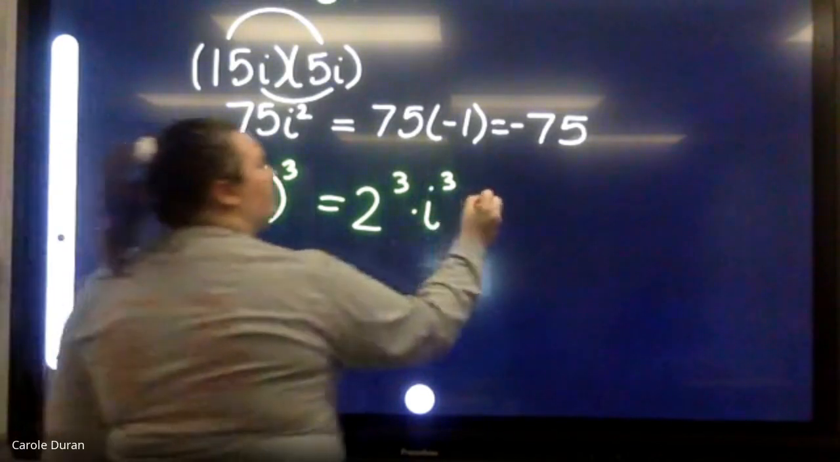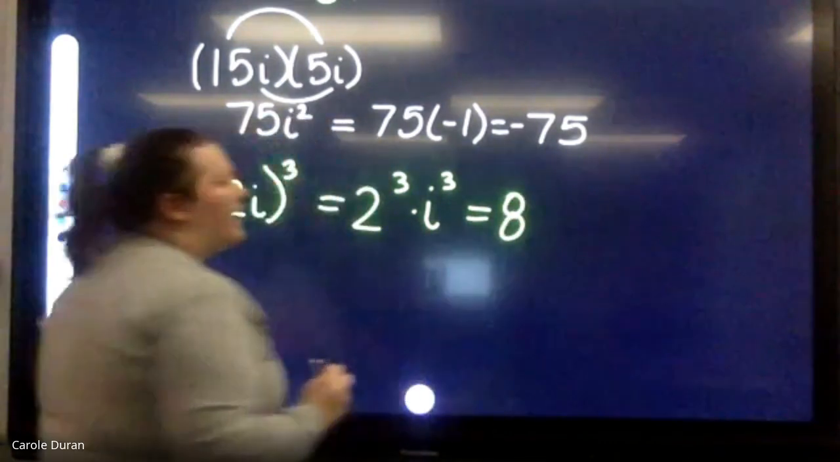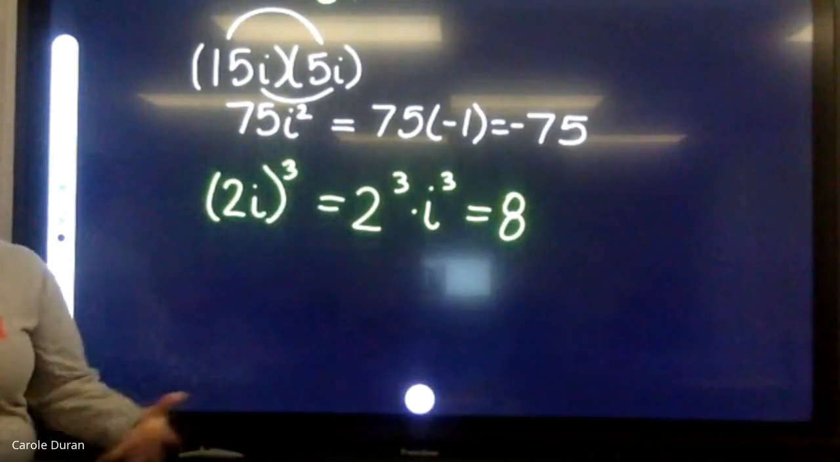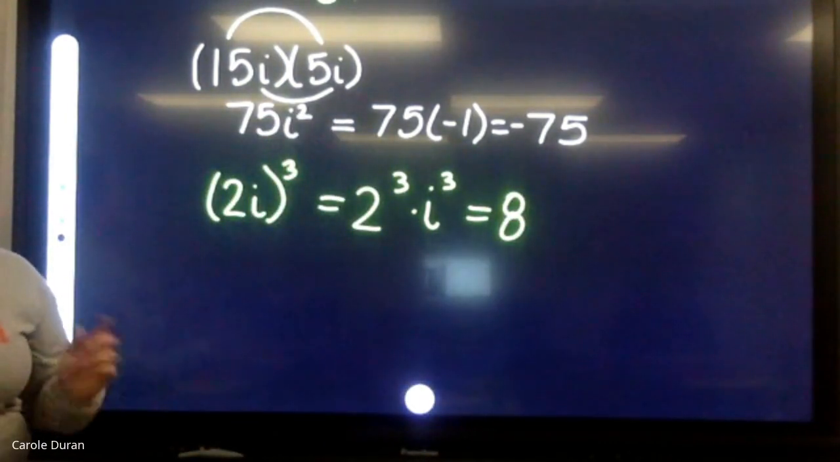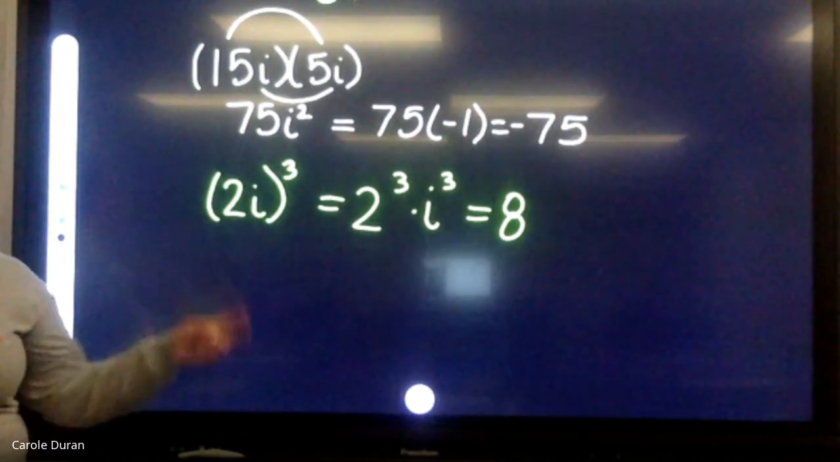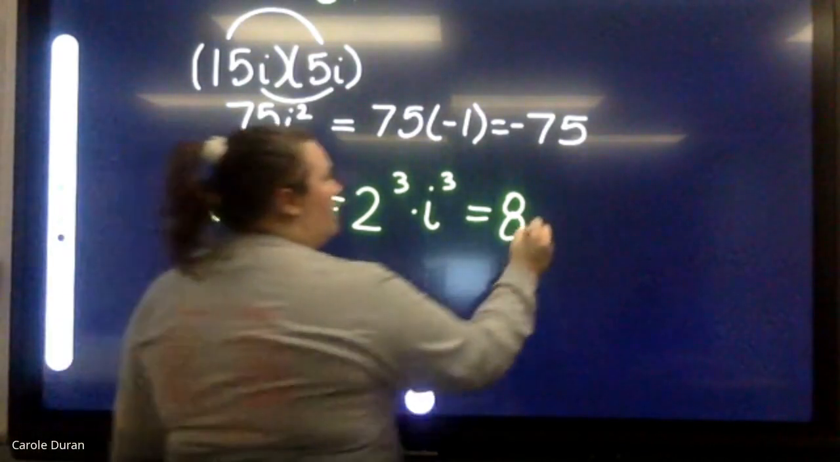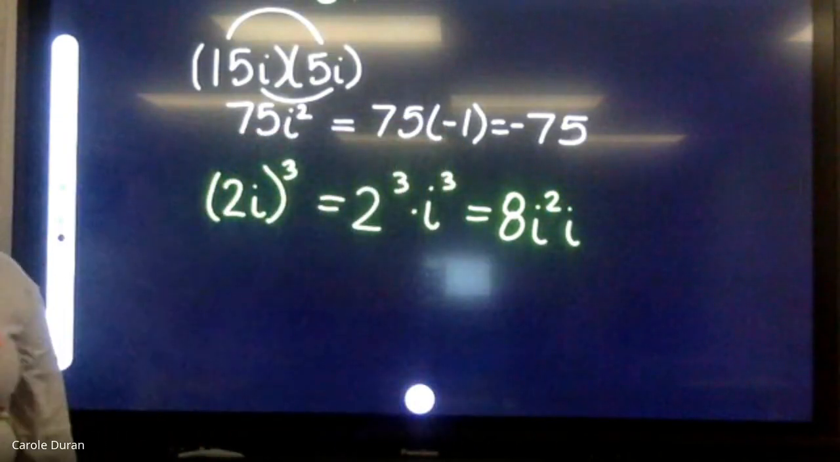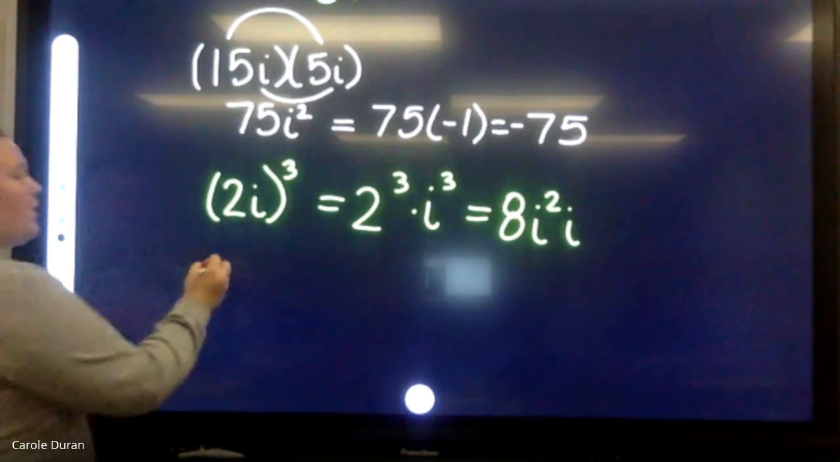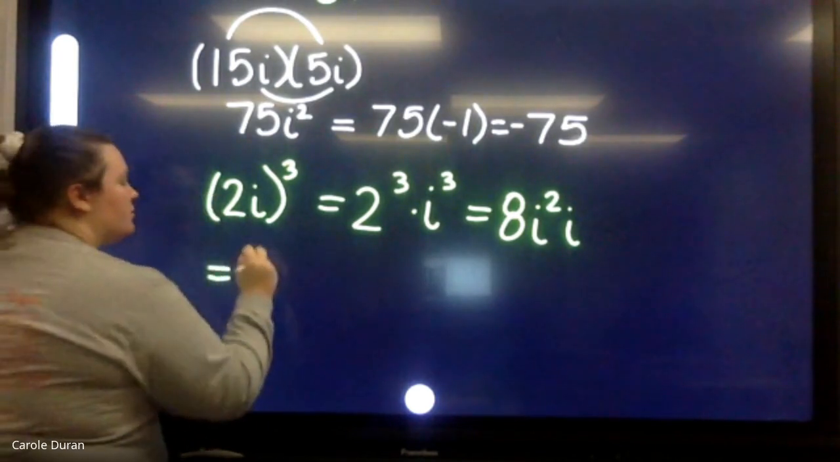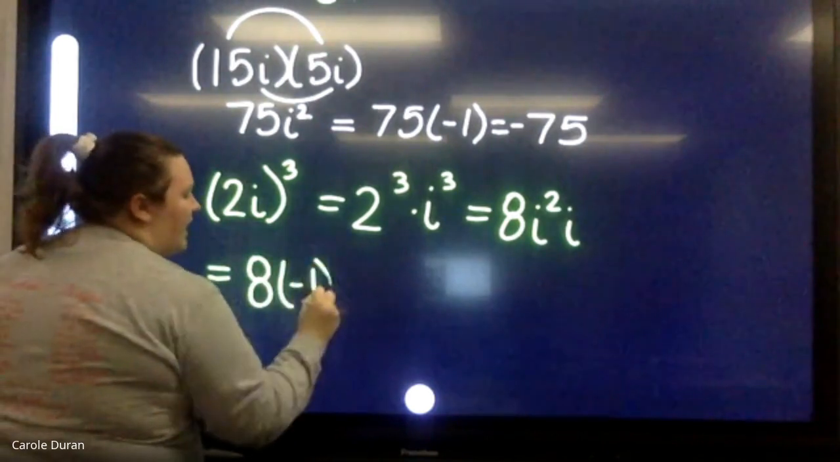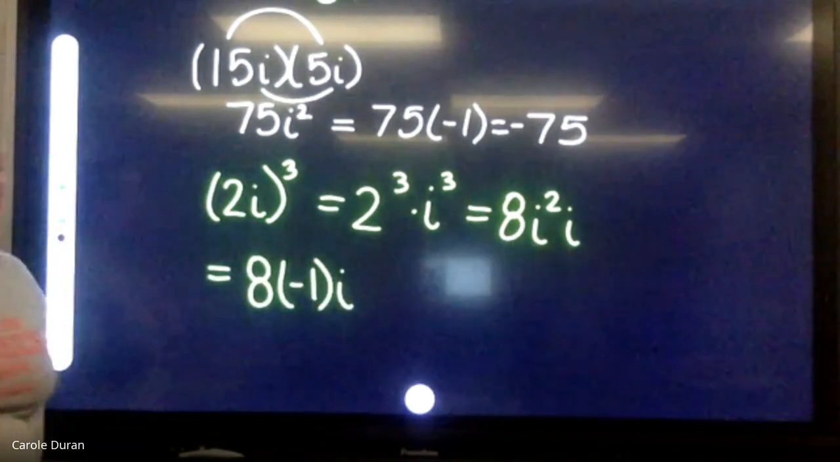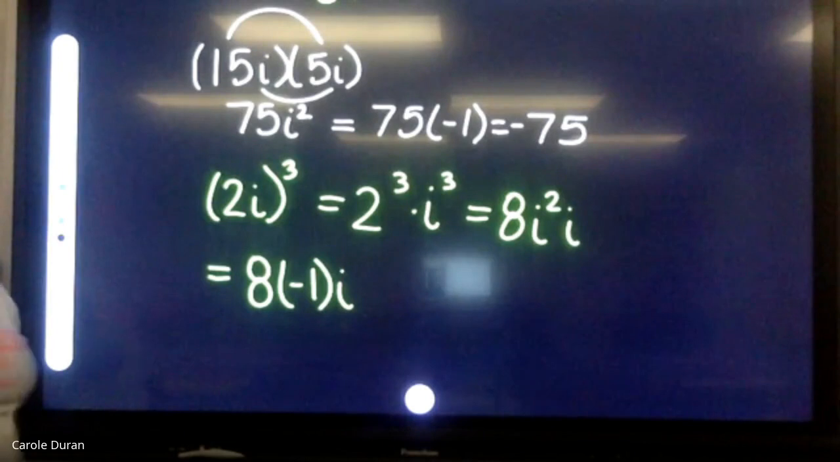8. It's the i cubed that's kind of throwing me because I don't know what to do with an i cubed. So let's separate it into an i and an i squared. So then this is the same as 8 times i squared times i. And I know what i squared is, correct? Negative 1. So then this is the same as 8 times a negative 1 times i, which makes it negative 8i.